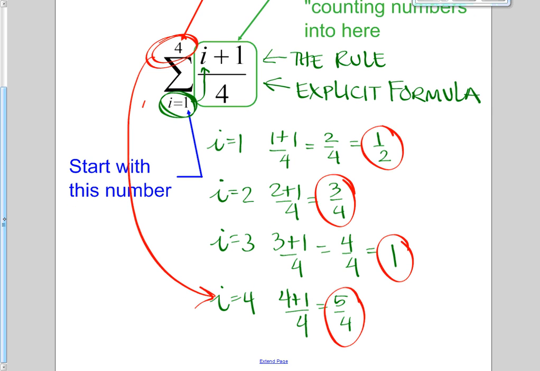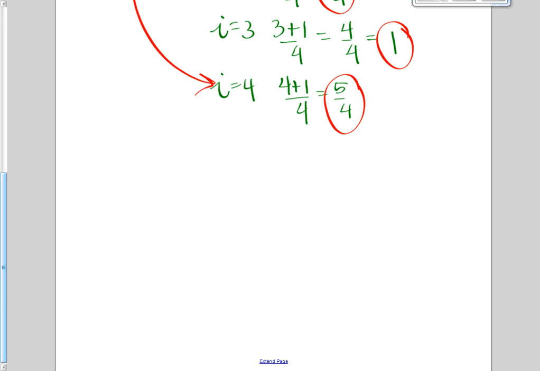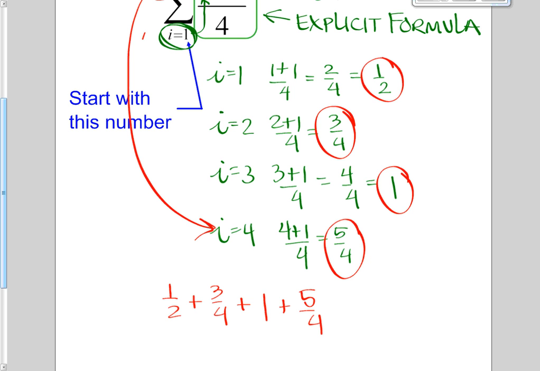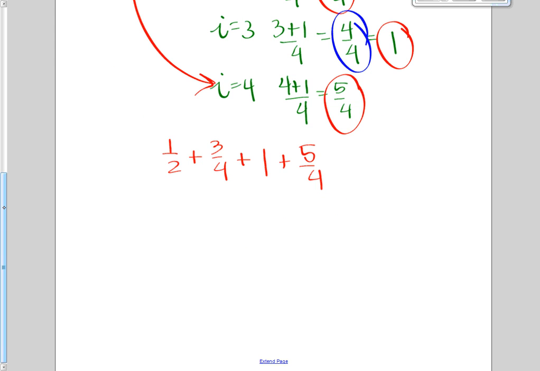And then the idea of the sigma is I would then add these up. So I've got 1/2 plus 3/4 plus 1 plus 5/4. And you can see if I was going to add these up by hand, I'd actually want them unreduced, which I actually have already written. I've got 2/4 right here and 4/4 right here. If I wrote them out that way, this would be 2/4 plus 3/4 plus 4/4 plus 5/4.